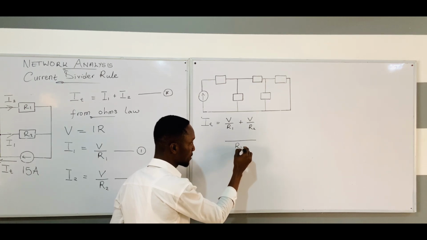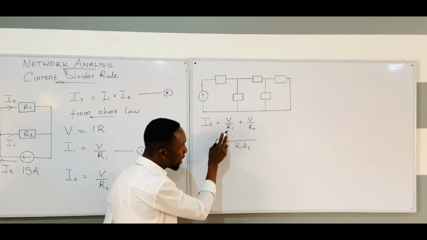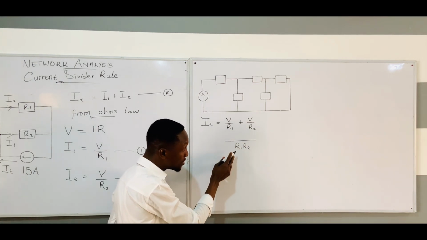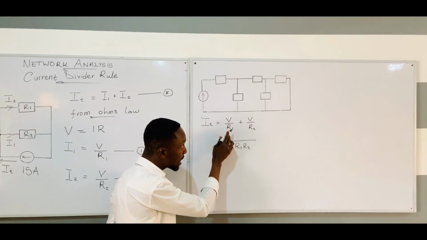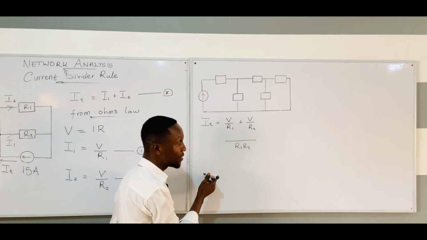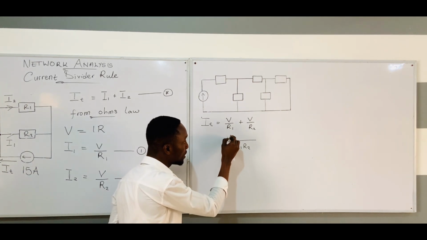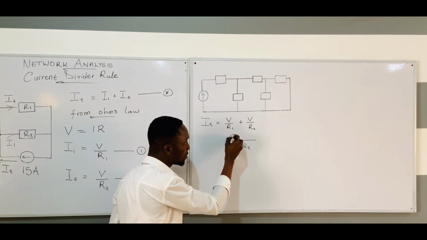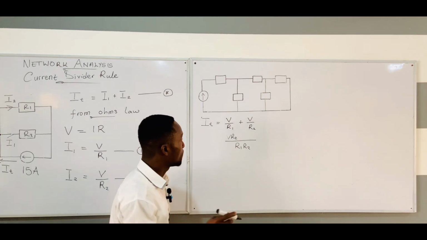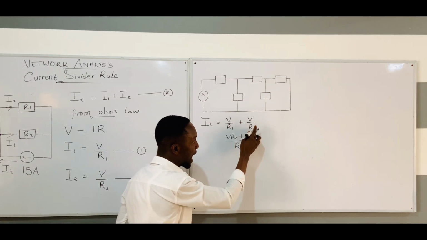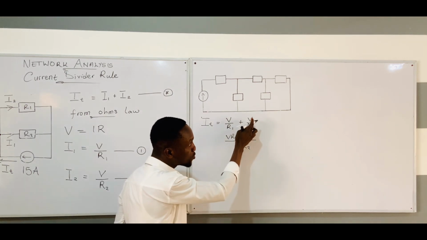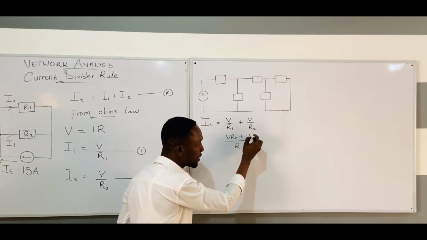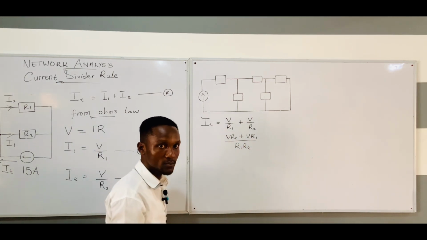So let me put it here. Now, R1 will go here. That means it will cancel this one. It will be left with what? R2. Use this R2 to multiply the V at the top. So we have V times R2 plus, R2 will cancel this one. It will be left with R1. Use it to multiply this. So we have V R1.